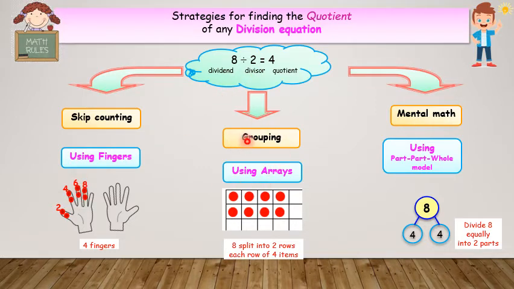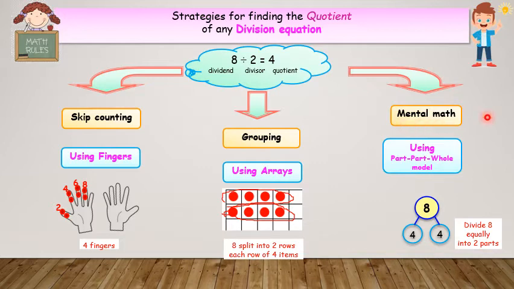The other way is grouping using an array. This array has 8 dots, with 2 in each row. So I split this into 2 groups, this group and this group. Let's see how many dots each group has: 1, 2, 3, 4. So 4 is the quotient.